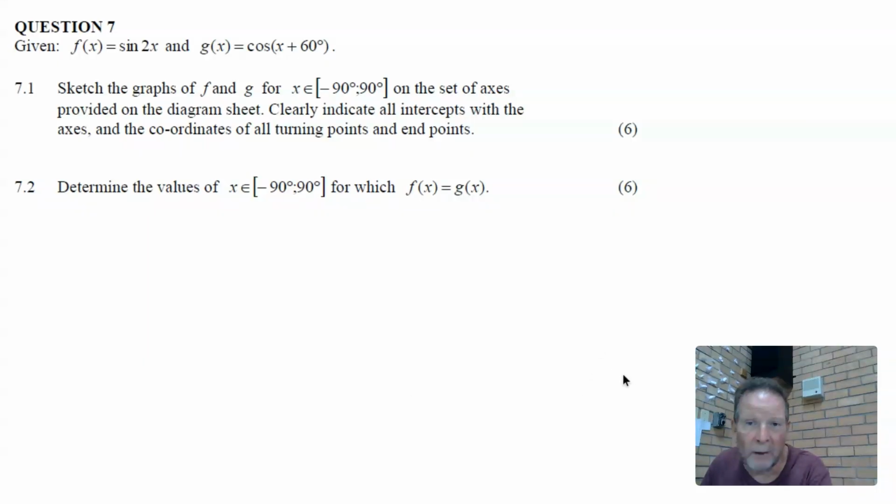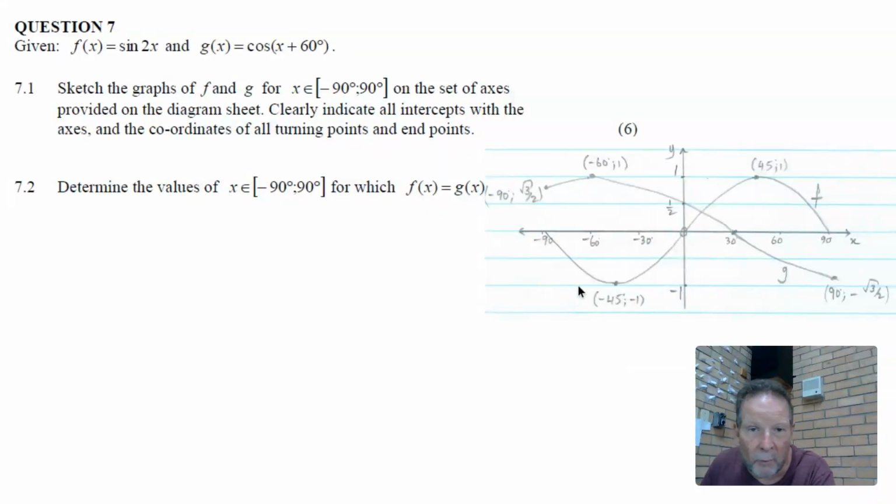So let's just see what Mr. Autry did here. He did a nice graph here. Let's take a look at the sine one first. We know it starts at 0, but then after 45 degrees, it's got to go up to 1. And after 90 degrees, it comes right back down to 0. And then at minus 45, it has to be negative 1, and minus 90 back to 0. There's your sine graph. Graph the turning points, label it F, and you've got 3 marks just for doing that.